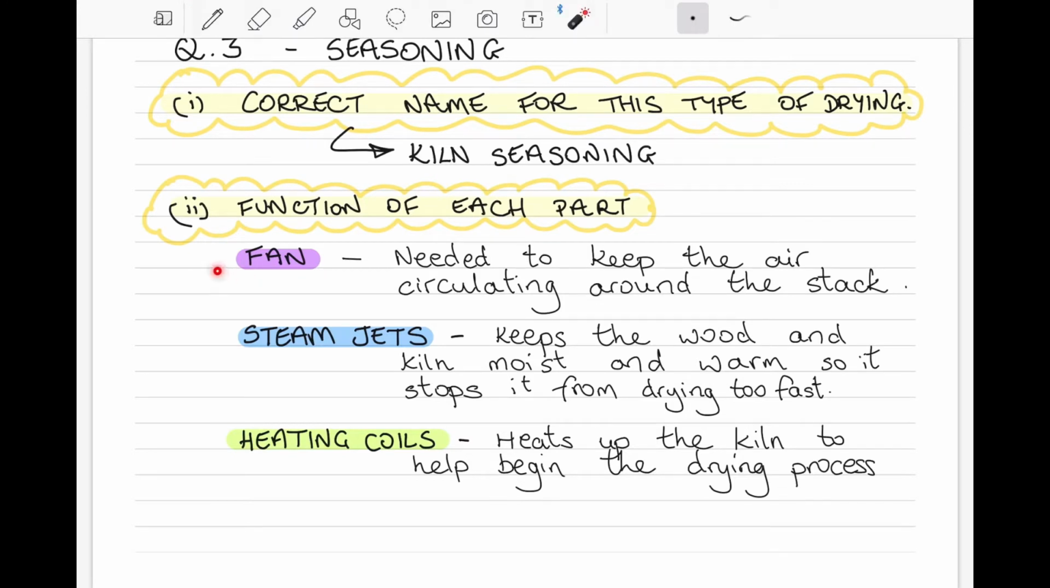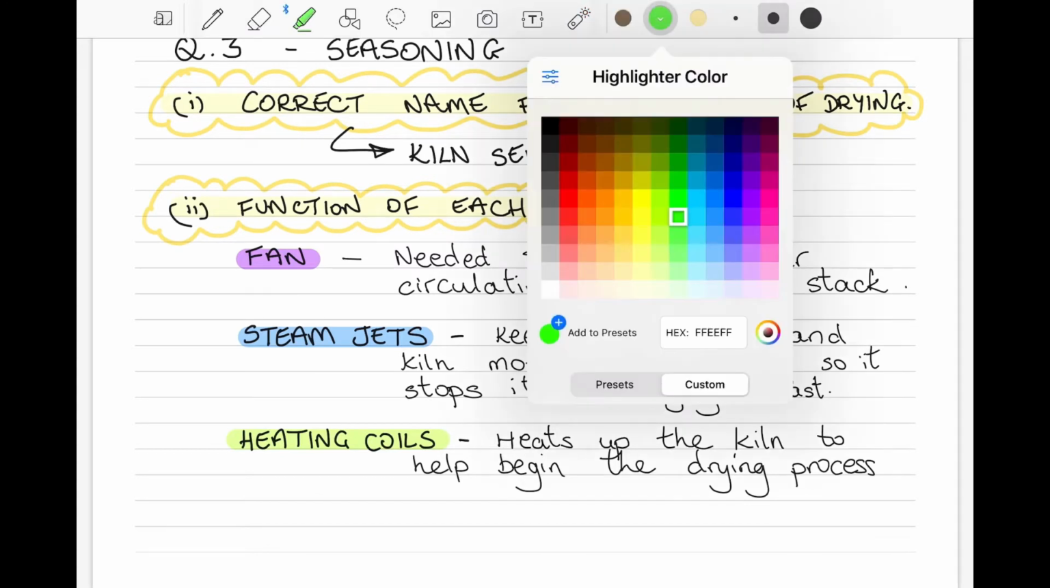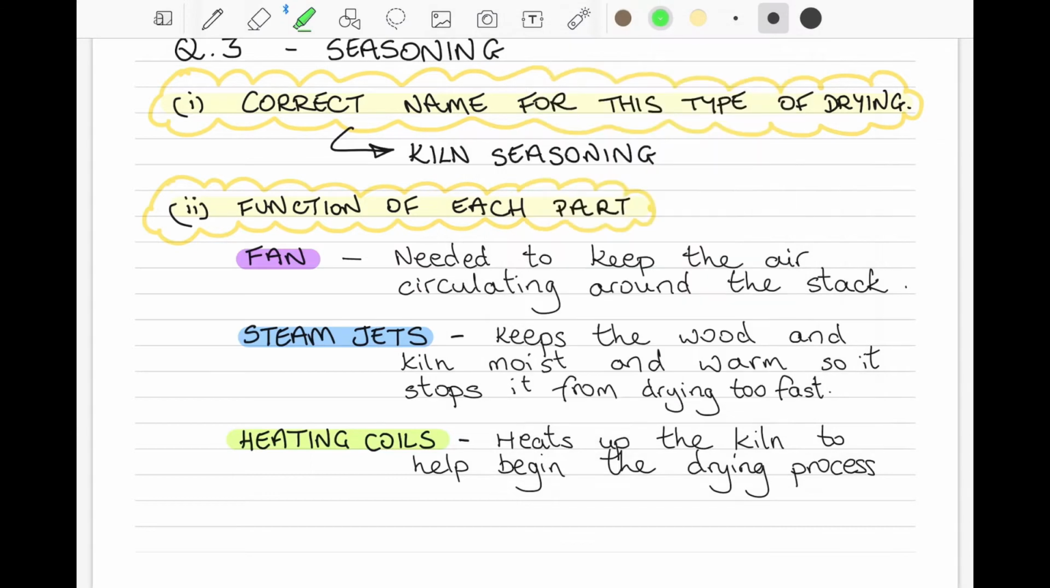And they said, well, what's the fan about? Well, the fan, and this is the important bit, is needed to keep the air circulating around the stack. Okay, so in terms of keywords there, what are the keywords they're looking for within your question in order to try and give you full marks? Circulating, is it, lads? Circulating.